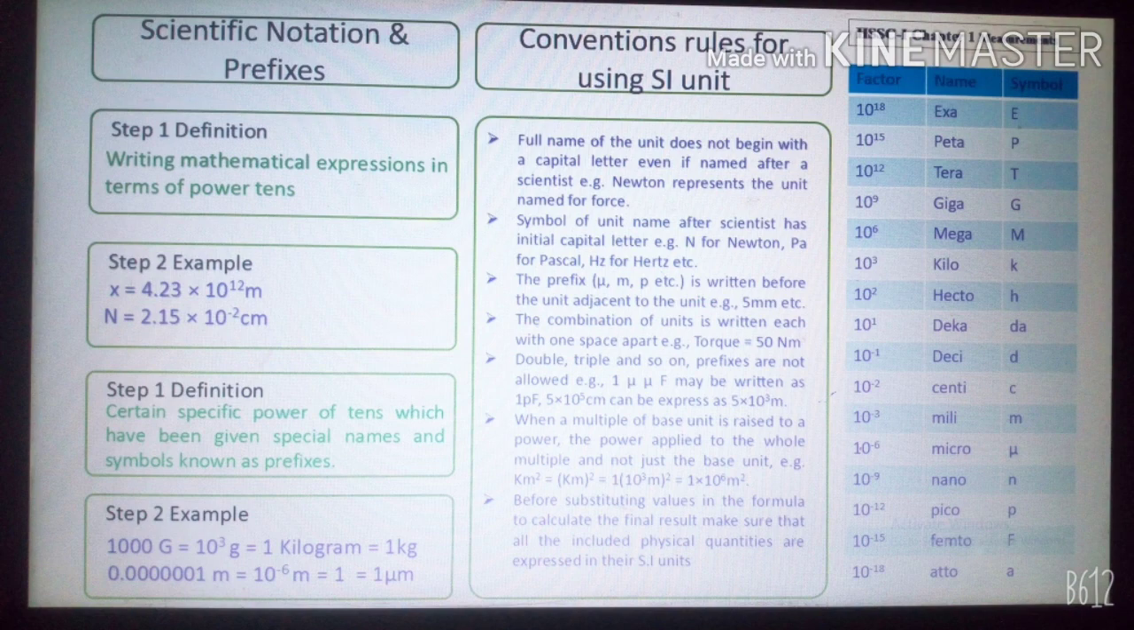Here on our extreme right side there are some prefixes like exa, peta, tera, giga, mega, kilo, hecto, deca, deci, centi, milli, micro, nano, pico, femto, atto. So these are the examples of prefixes, and symbols are also given, and their numerical values are also given. Now this was the last slide.